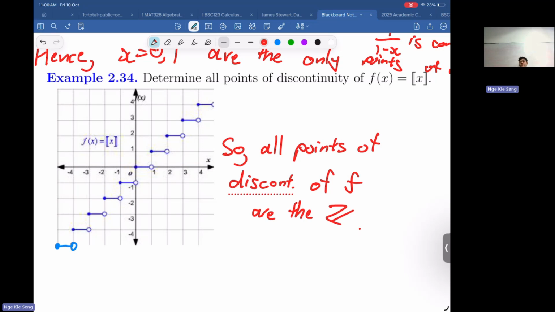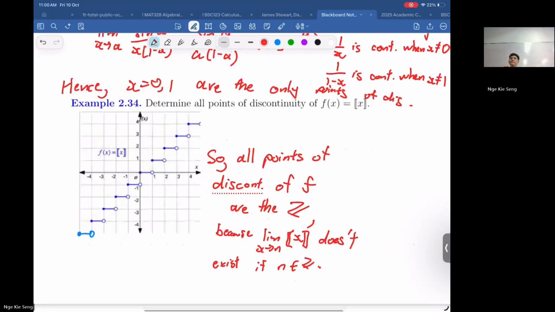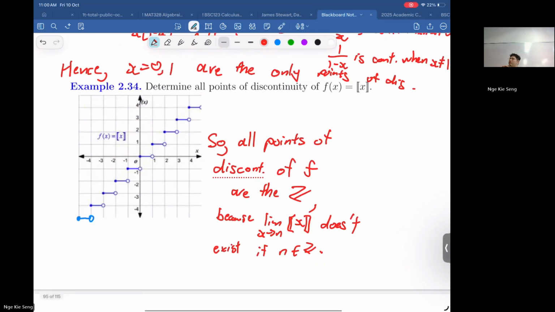Like your friend picked 1.5, 2.5. Those are continuous. So what's the reason? Because the limit as x goes to n of this double bracket x does not exist. It doesn't exist if n is an integer. Okay. Any questions so far? No? Any question?